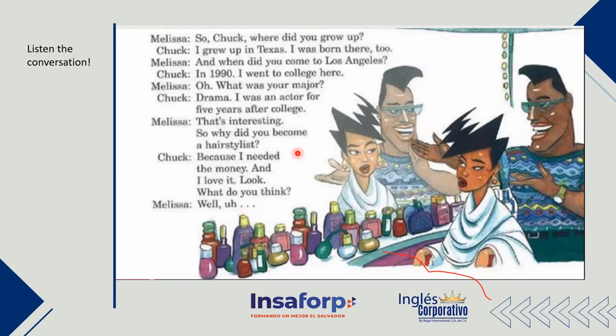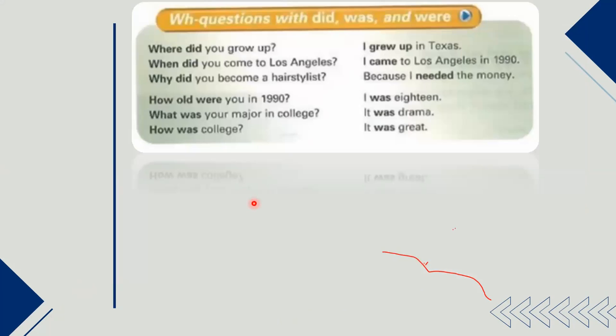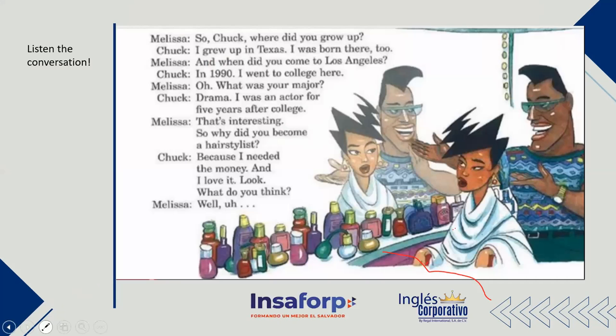Now let's go with the next. We're going to see some examples. Teacher, una pregunta, teacher. Yes. En esa anterior, so bien utilizado, ¿verdad? ¿Qué dice cuando dice so? So, why did you become a hairstylist? Oh, o sea, so where did you grow up? It's like así que, ¿dónde creciste? Y abajo es casi lo mismo. Así que, ¿por qué? So, why did you become a hairstylist? Así que, ¿por qué te convertiste en un estilista? Okay. That's it. Gracias, teacher.